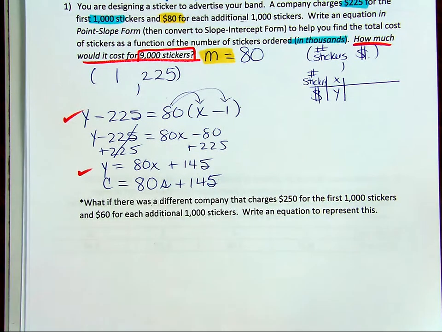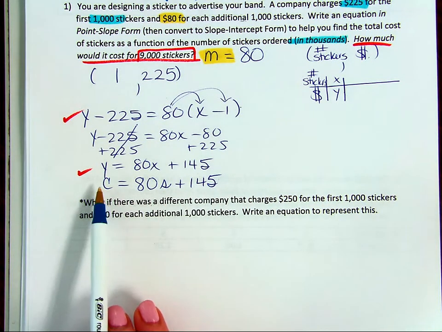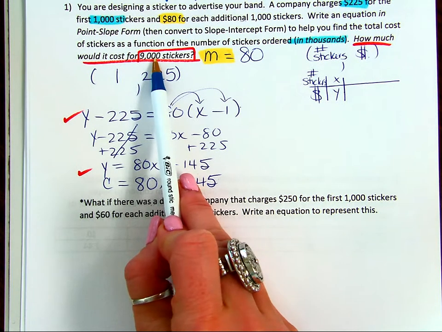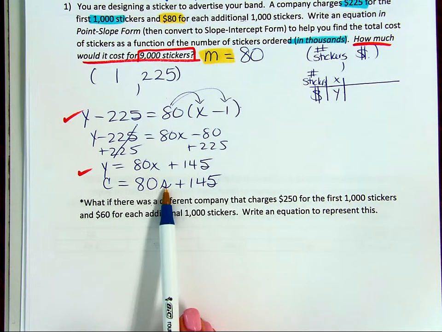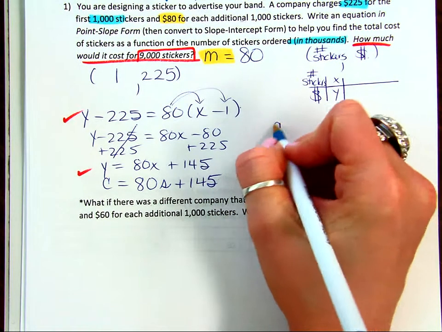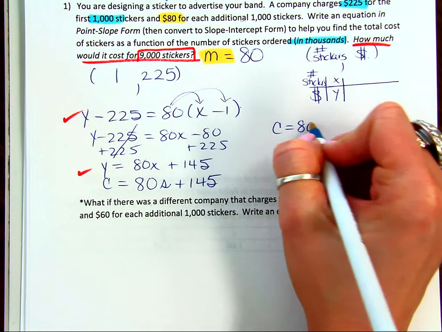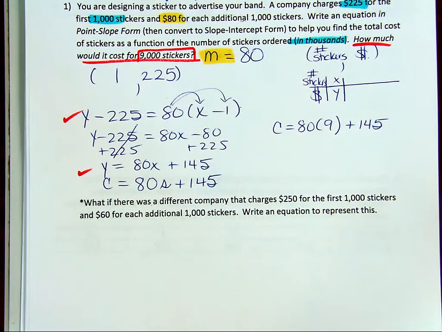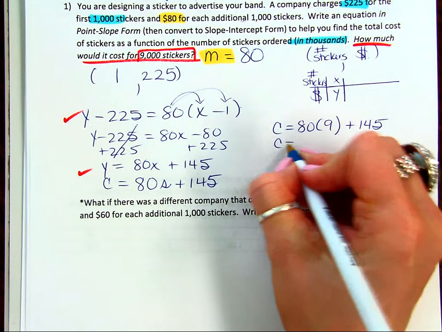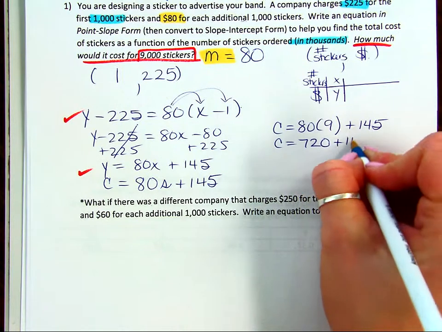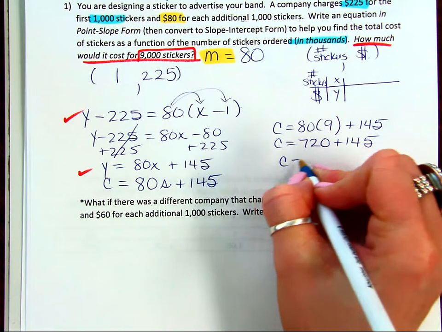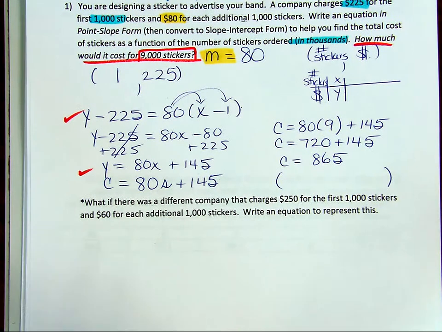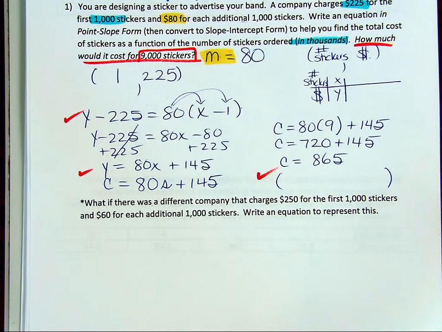And here's just a huge hint. Your y is always the cost. So if it's a cost, put it here. If it's a number of items that you're getting, put it here. So I'm going to say my cost will equal $80 times 9. You'll see how I wrap it up in a minute. My cost is going to be $720 plus 145. So that'll be $865. And my final point is going to come from what?